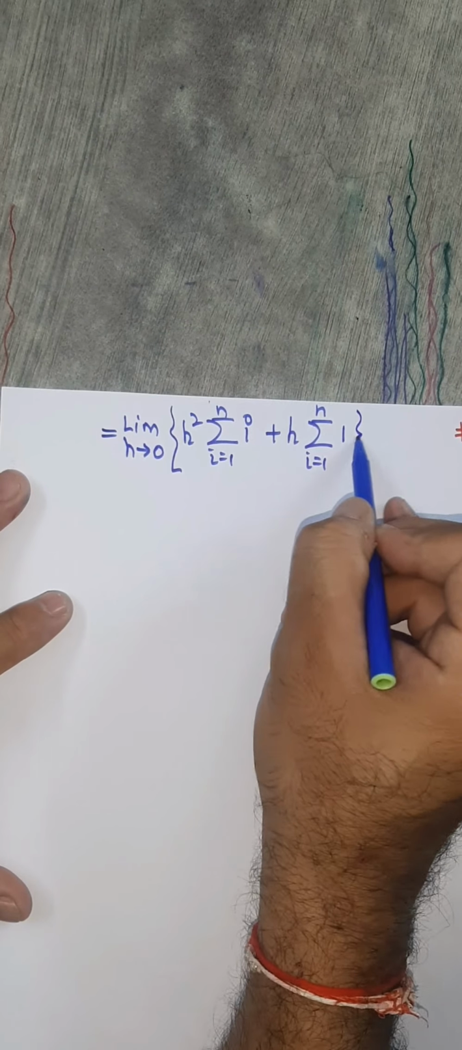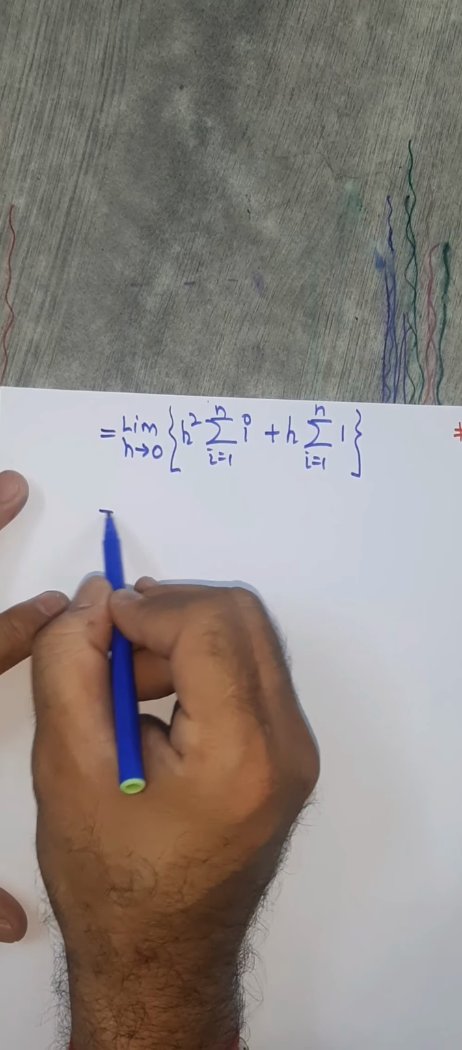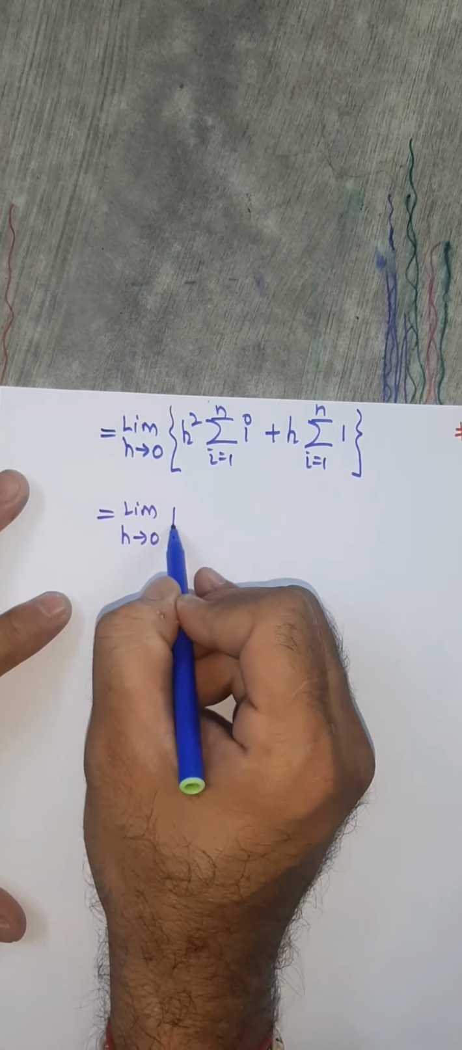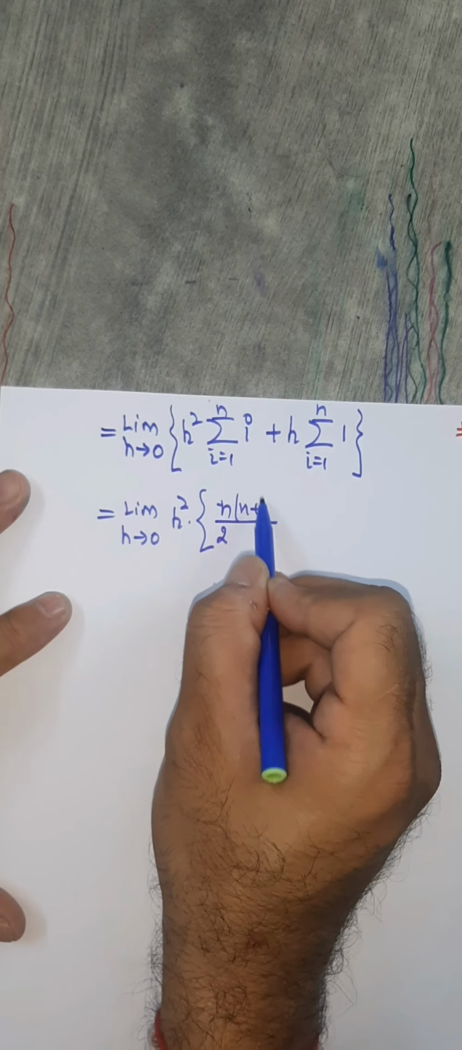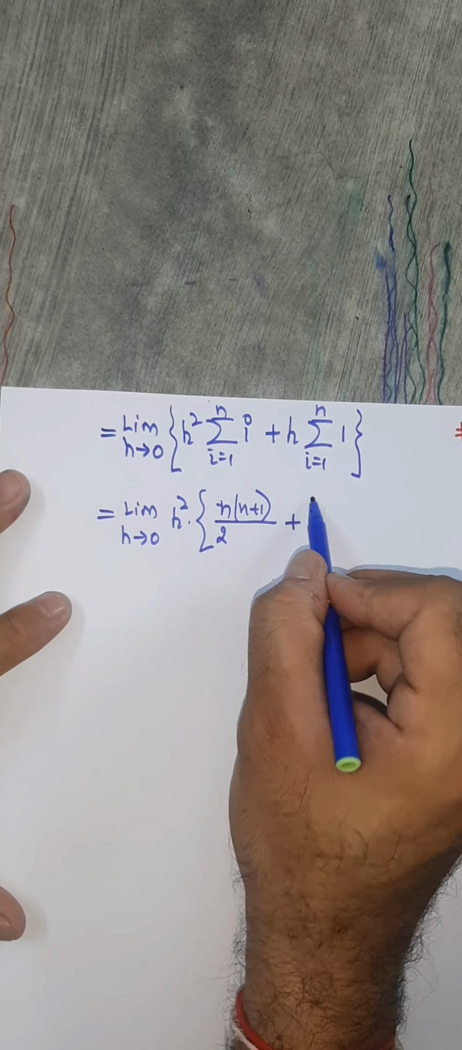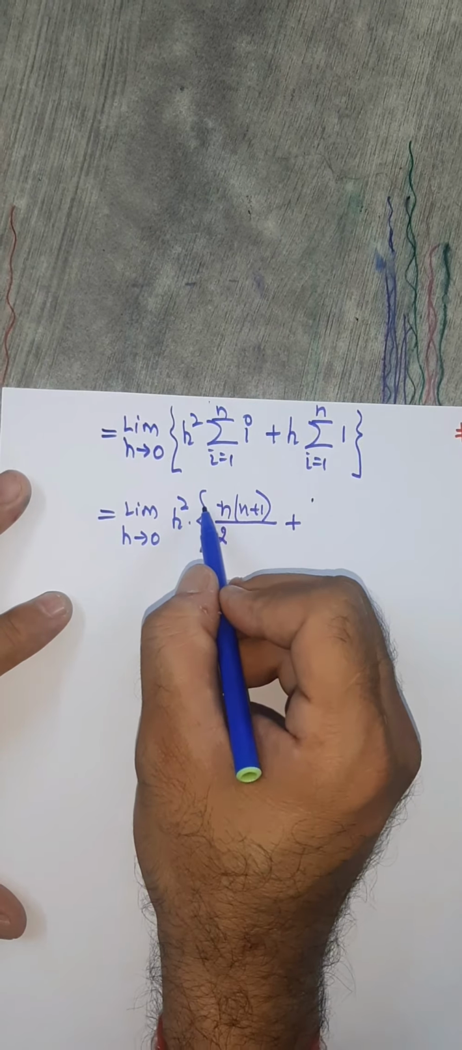Limit is for both, remember. Now use the formula for this. I already stated it. What's the formula for this? Limit h tends to 0, h squared as it is. You know the formula for this: n by 2 into n plus 1. What's the meaning of this sigma 1? Sigma 1 means what? 1, 1, 1, 1. How many times? N times, because you have i runs from 1 to n. 1 plus 1 plus 1. If you write it 3 times, say 3. Here how many times are you writing? N times. So it is n. If you are doing it 20 times, it's 20.